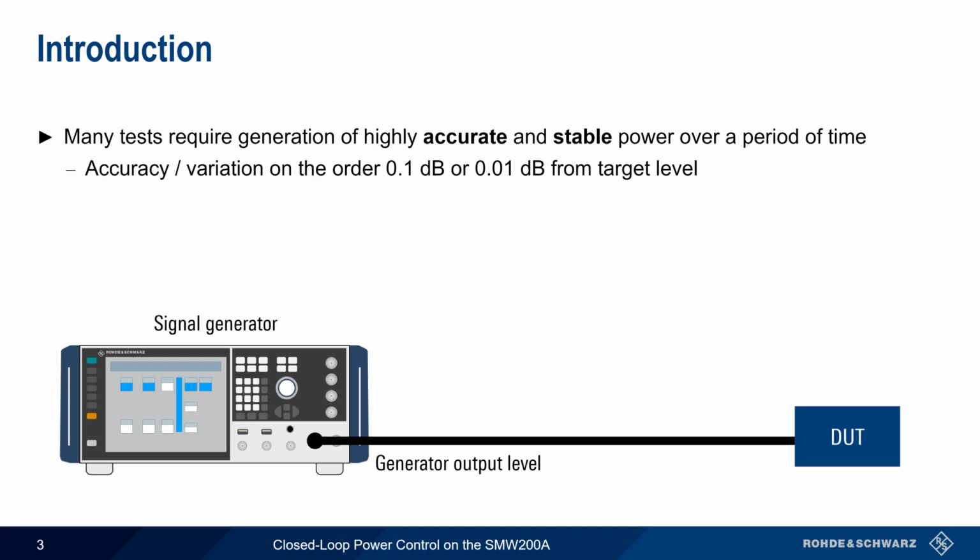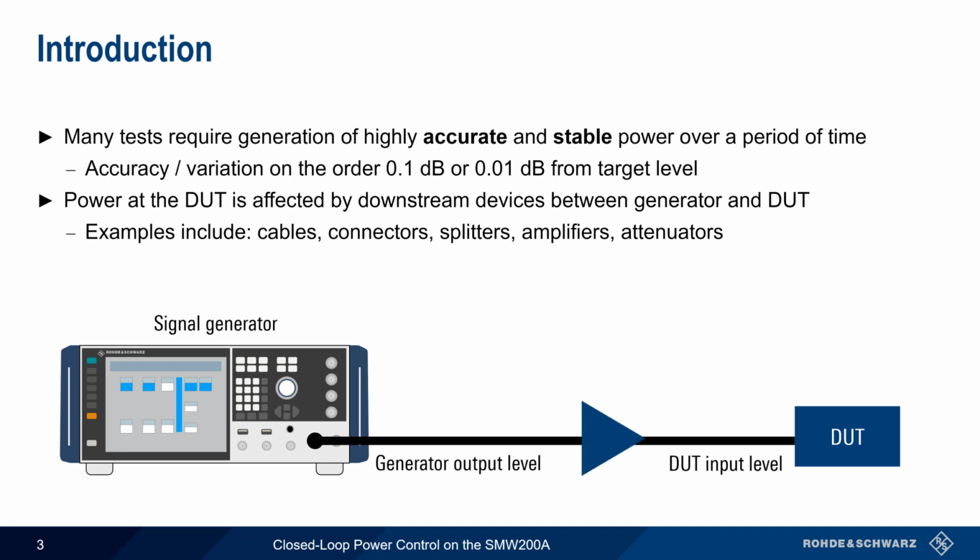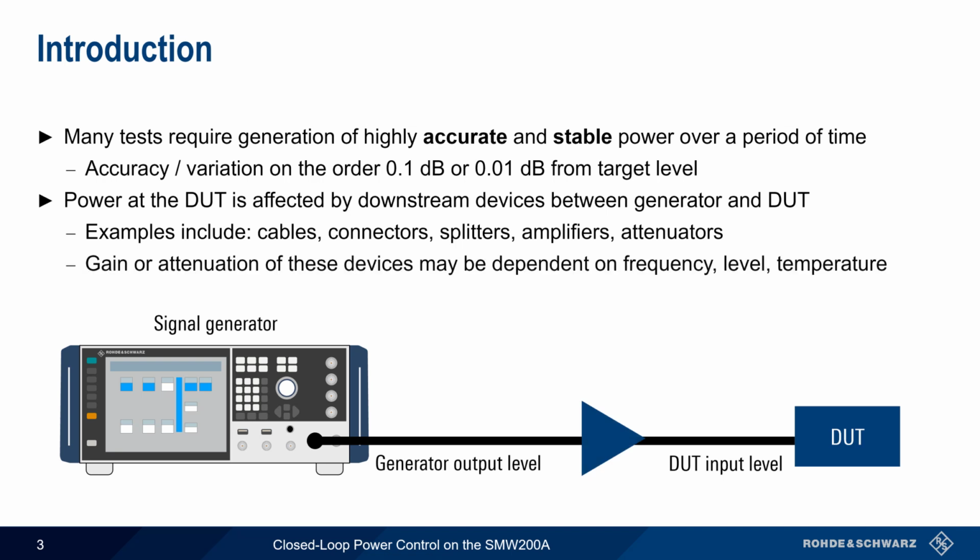Although modern signal generators can easily meet this requirement, the power at the input of the DUT is affected by devices between the generator output and the DUT, such as cables, connectors, amplifiers, etc. Furthermore, the gain or attenuation of these devices may be dependent on frequency, input level, and even temperature. For example, the gain of an amplifier is often a function of all three of these parameters.